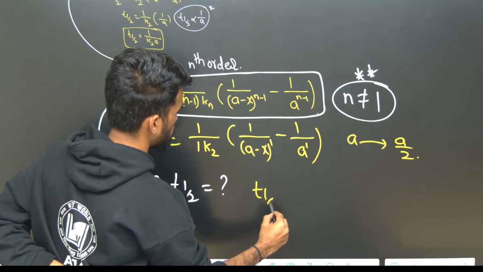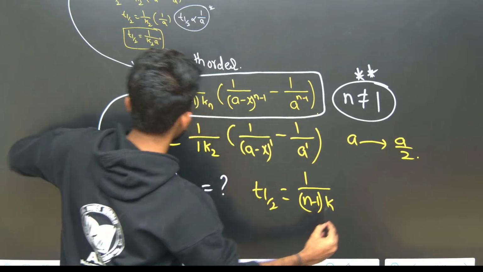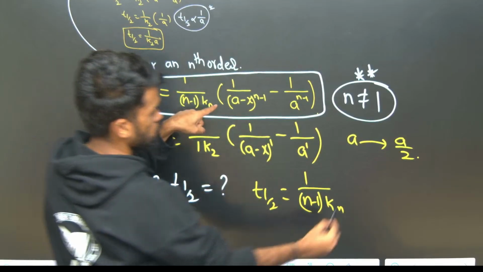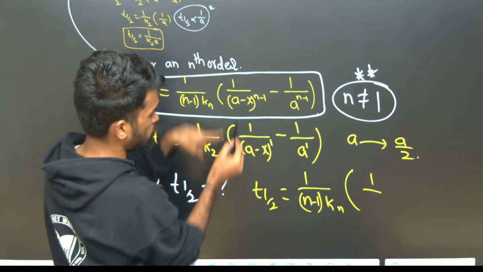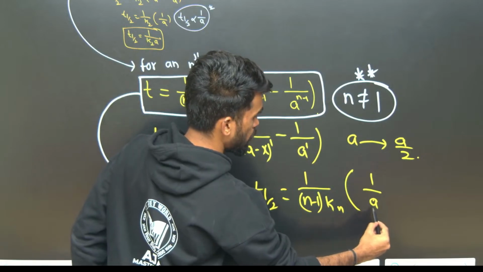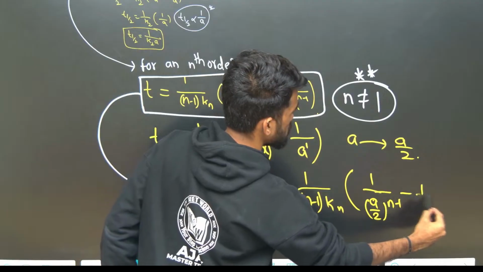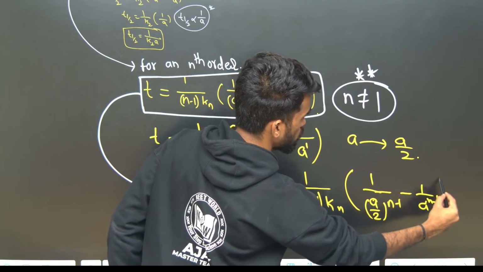So t half equals 1 by n minus 1 into k2. See, kn I am writing as it is. So here it should be half life now. T half means a minus x should become a by 2. So a by 2 power n minus 1, and here minus a power n minus 1. Okay, write as it is.